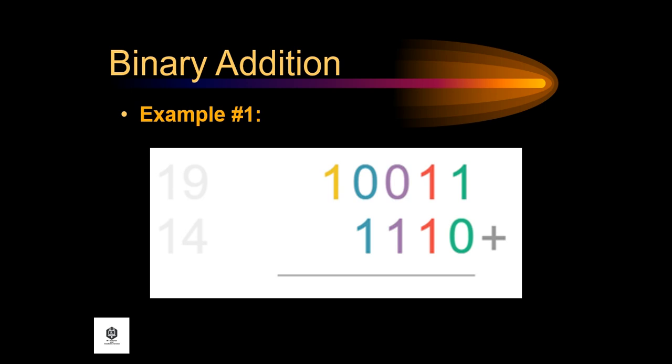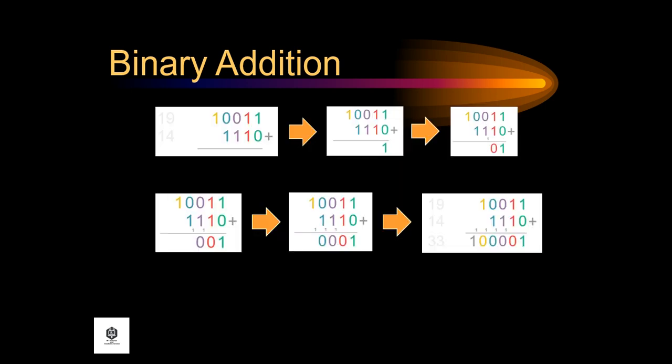Let's try some examples of binary addition. Example number 1. 10011, or 19 in decimal, plus 1110, or 14 in decimal. How to do the binary addition? 10011 plus 1110 is equal to, let's show the solution.